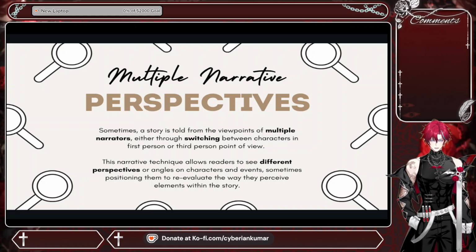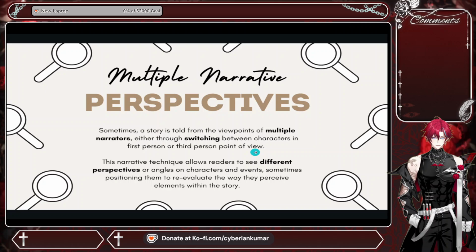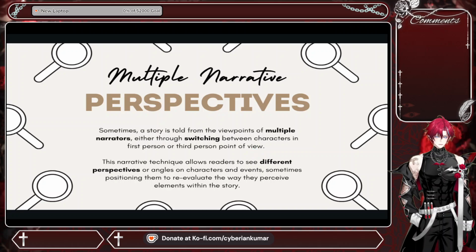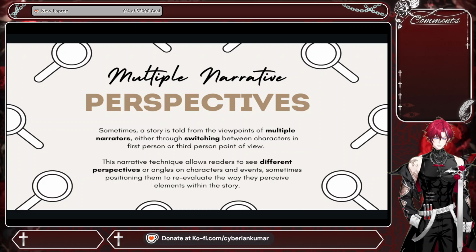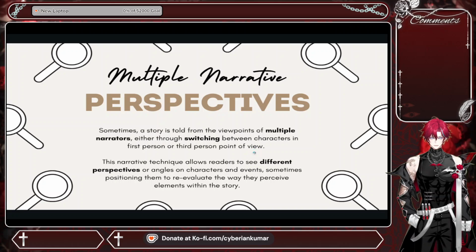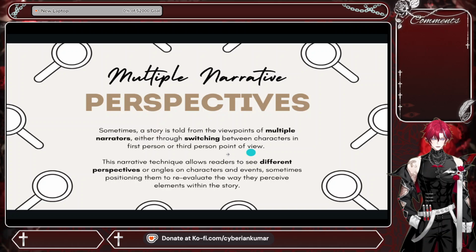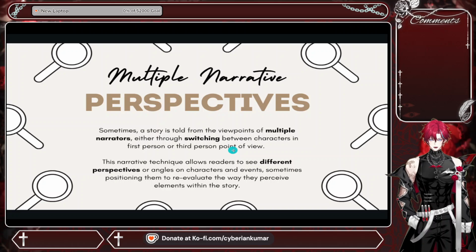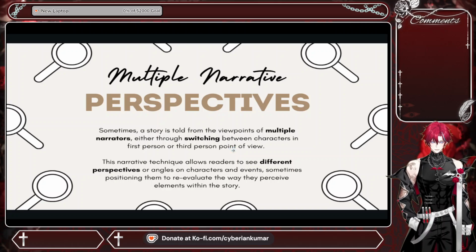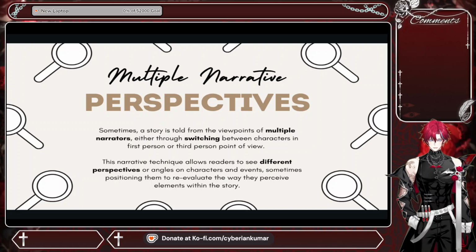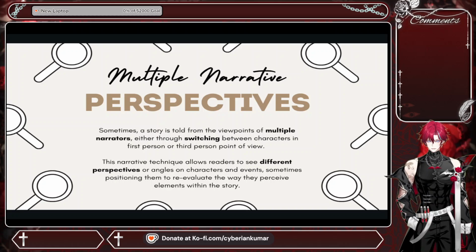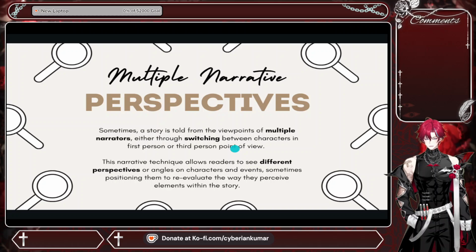You're switching from first person to third person point of view, and even from third person to second person point of view. So this is the multiple narrative perspective. Most of the experiments which I've seen are from first person to third person point of view, right? But it is very difficult to have that continuous flow of the story. This is very difficult to implement in the story, especially for visual novels.